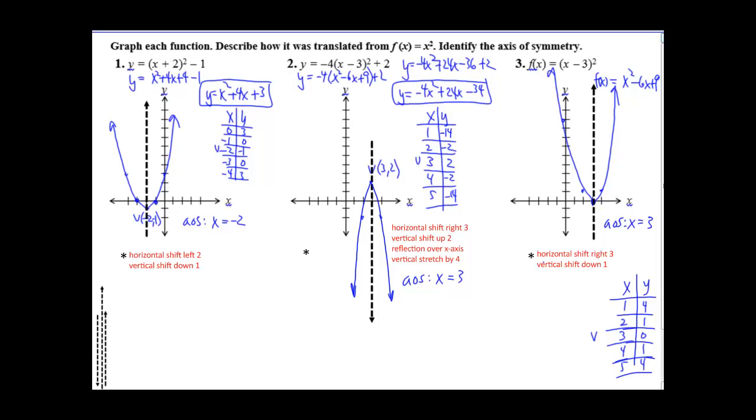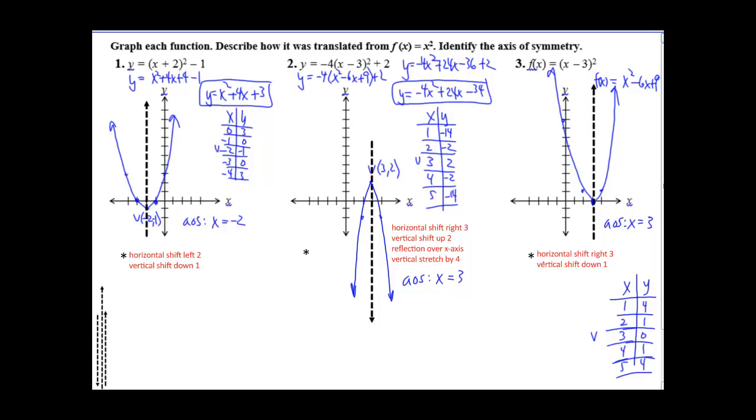Alright, welcome back. If you notice, for each one, 1, 2, and 3, I got rid of the parentheses by multiplying, simplifying, and writing them in quadratic standard form. So squaring the x plus 2, getting y equals x squared plus 4x plus 3. And number 2, you have to square the x minus 3 first, then distribute the negative 4, then simplify, and you get negative 4x squared plus 24x minus 34. And then the last one, square the x minus 3, you get x squared minus 6x plus 9.